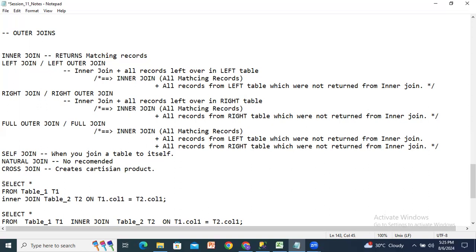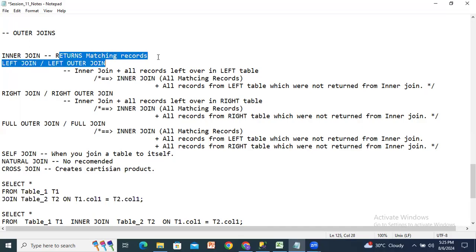Now, how can we join with the inner join? Select star from table 1, I'm removing the inner, join table 2 T2 on. This condition alone makes the matching records, irrespective of all the other columns. Only the ON condition: T1 dot column 1 equals T2 dot column 1. This condition only is to meet the matching records. So that is inner join. Inner join returns matching records.